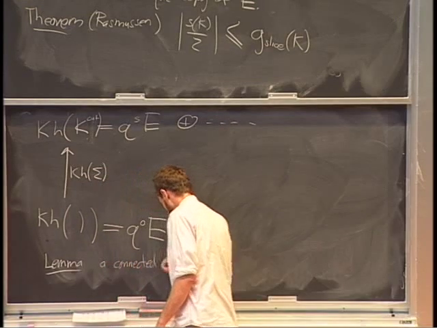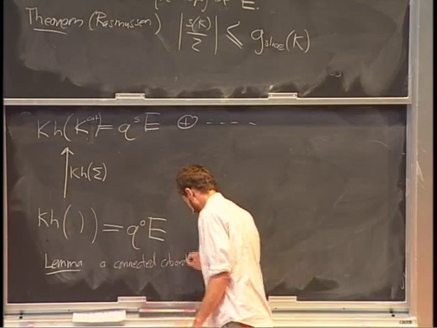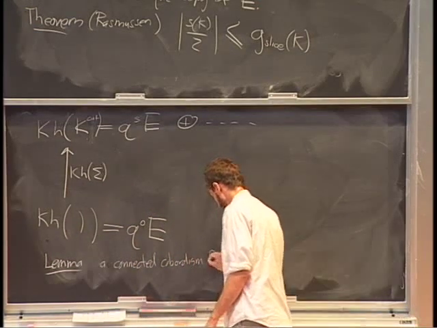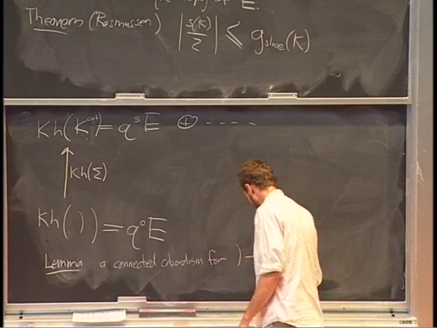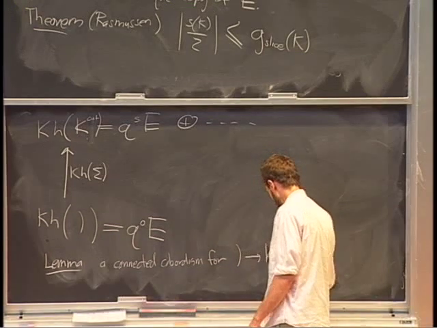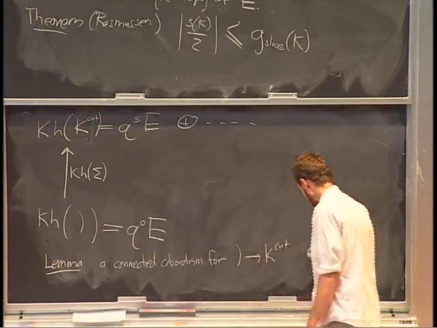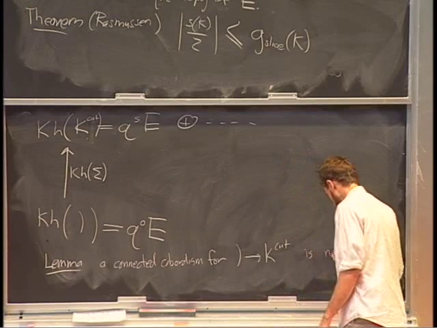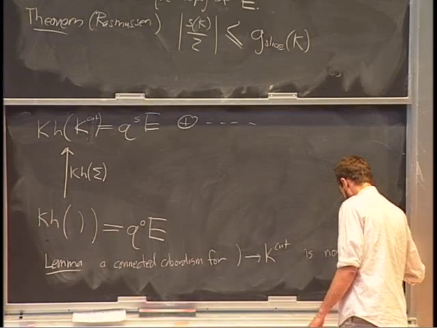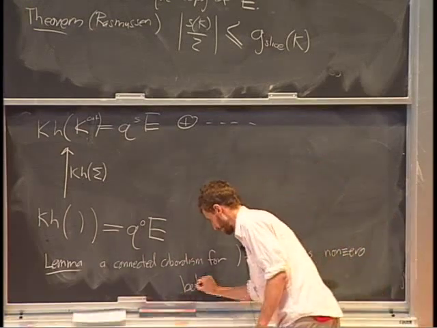Okay, so the lemma is just that a connected cobordism from the strand to a cut-open knot is non-zero between the two copies of E.